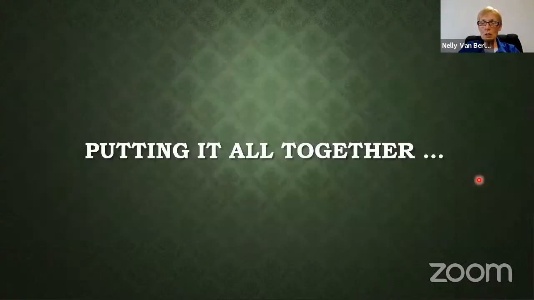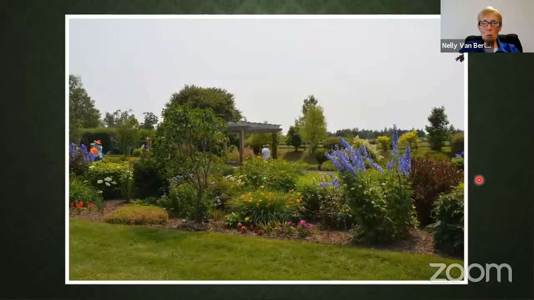So let's look at some examples. Big backyard. This was on one of the OHA garden tours, but it works because they've got big borders, big plants, big pergola in the middle, lots of different colors, textures, shapes, and forms. So that all works together.